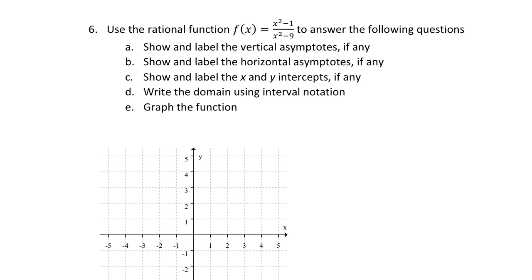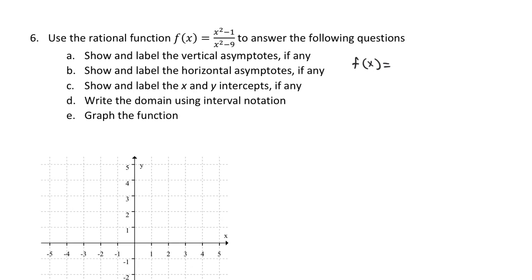Question 6 is also from Unit 2. This is Chapter 3, Graphing Rational Functions. So first thing I'm going to do is write the function f of x in factored form in numerator and denominator.